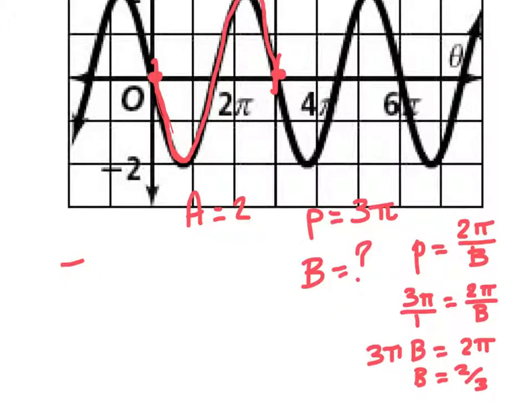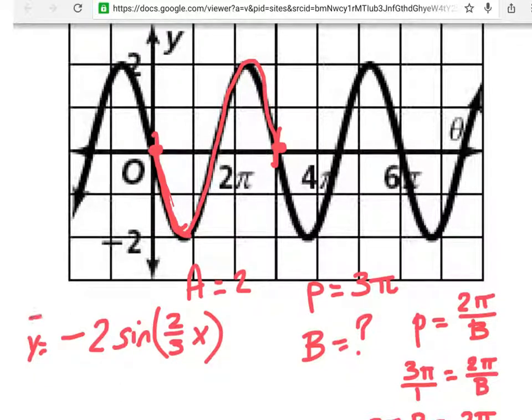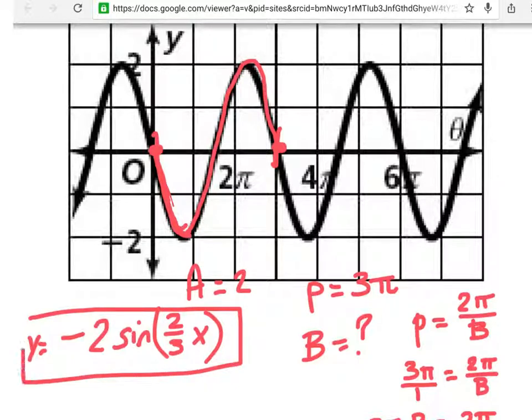Okay. And for this particular sine curve, I don't actually have a translation because it's starting right on that y-axis. So we'd say y equals negative, because it goes downwards to a valley first, 2 sine 2/3 x. And there's my sine equation. But wait, there's more. I still need to find a cosine equation.